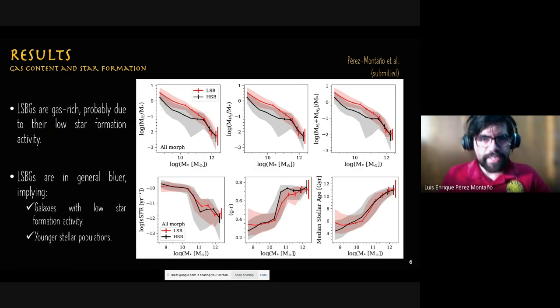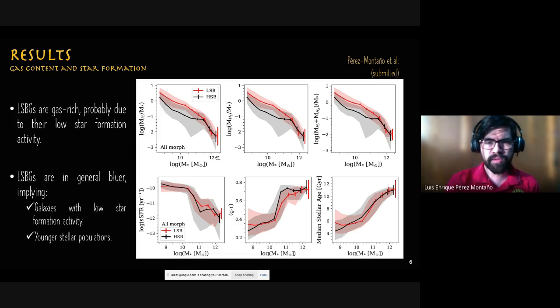One way to see this phenomenon is to analyze the gas content in these galaxies, and we can observe that at fixed stellar mass, LSBGs have systematically higher amounts of gas. We measured the HI, the H2, and the total neutral gas content, and we observed that this is a constant in the galaxies of our sample.